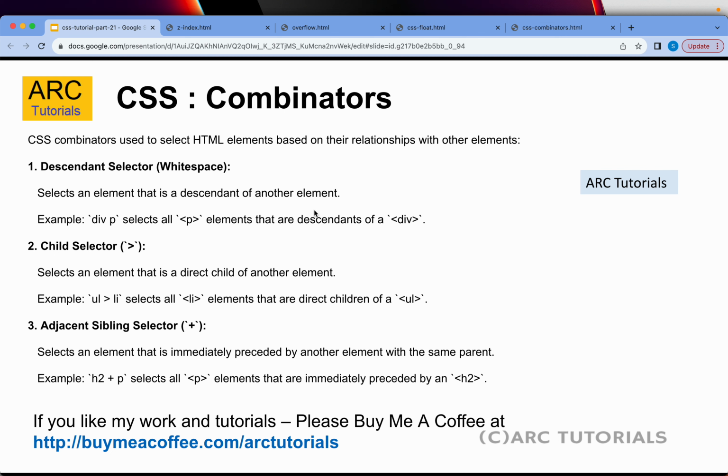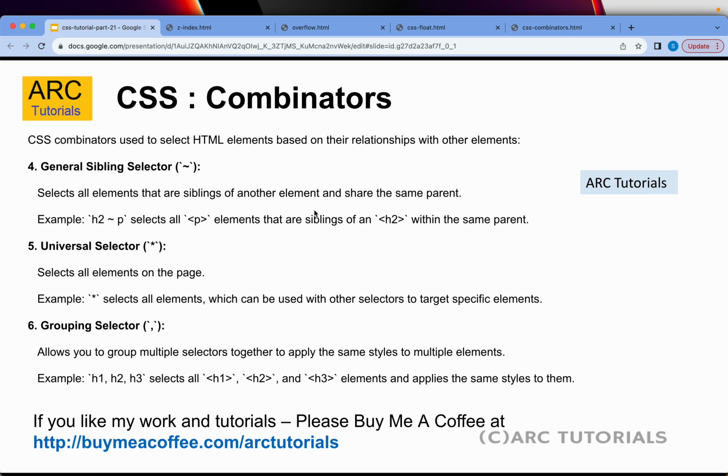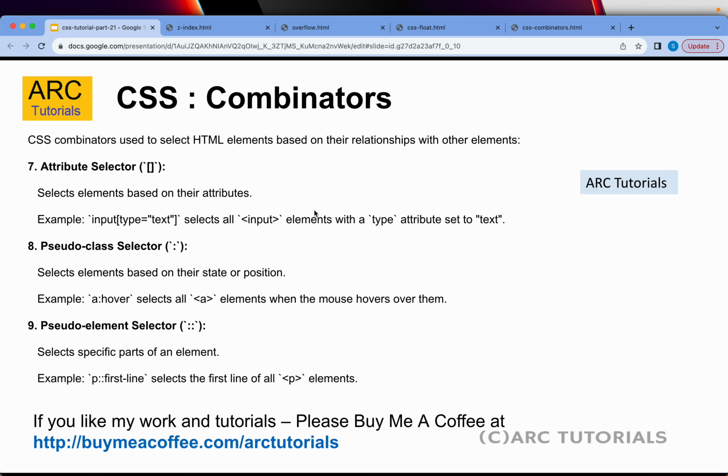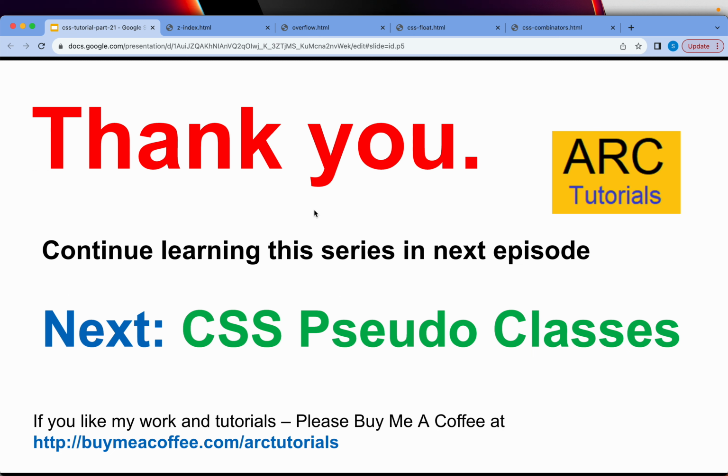You need to know all these combinators. Quick revision: you have the descendant selector, which is a white space. You have the child selector. You have the adjacent sibling selector with plus sign. You have the general sibling selector, which uses tilde. Then you have the universal selector, which is star, asterisk. Then you have the grouping selector, which is the comma. You have the attribute selector, which is in the square brackets. Then you have the pseudo classes and pseudo elements, which we are covering in the next episode.